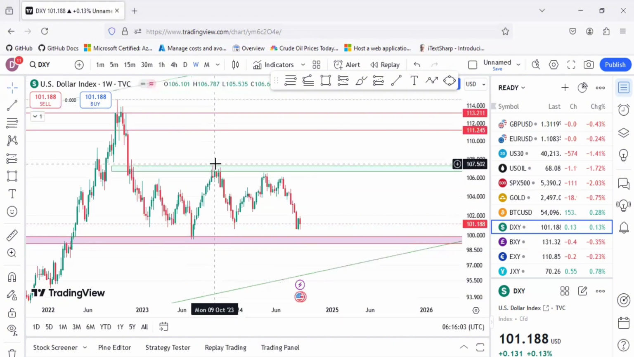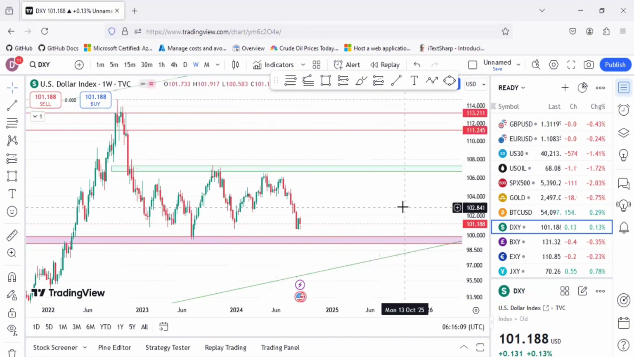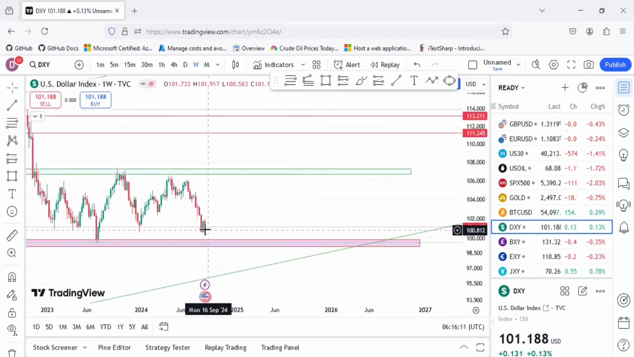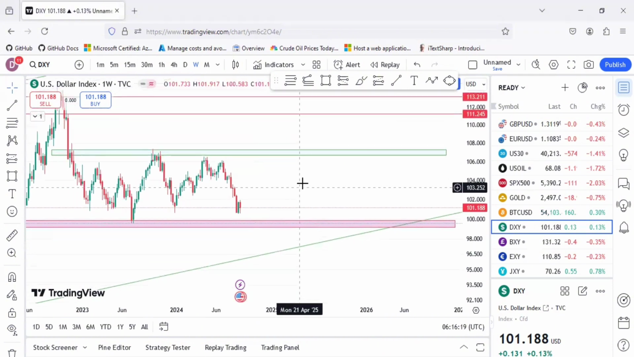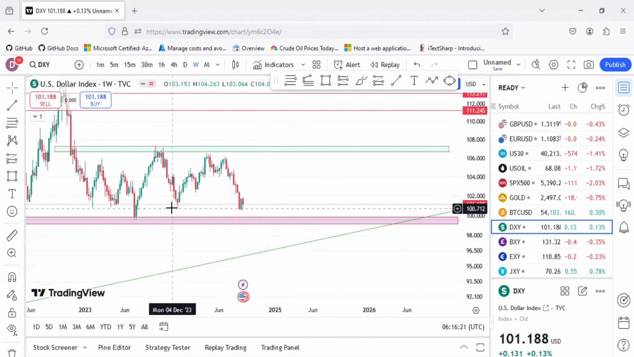Then we have the pullback here to this minor resistance, and since then we are stuck in this range. Not until we are out of this range will we be able to know whether we are going up or going down. But where we are right now, what do we think is going to happen from here? That is what we need to find out before we know which direction we are going.